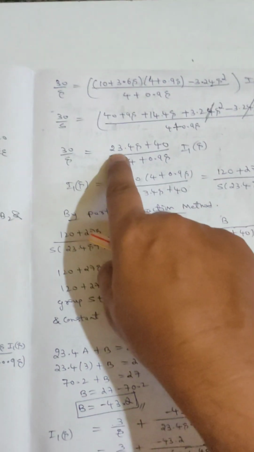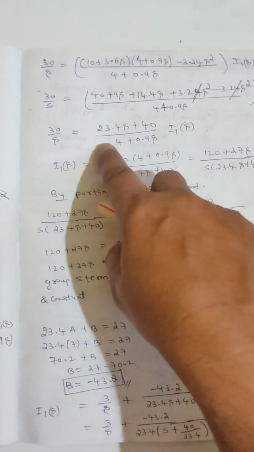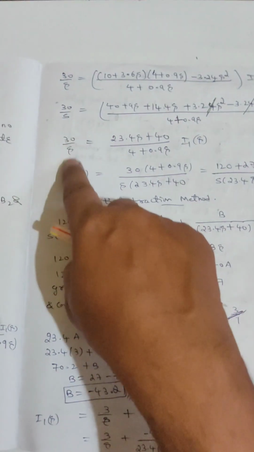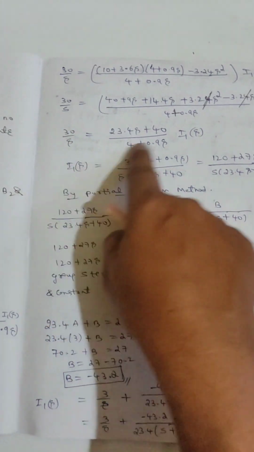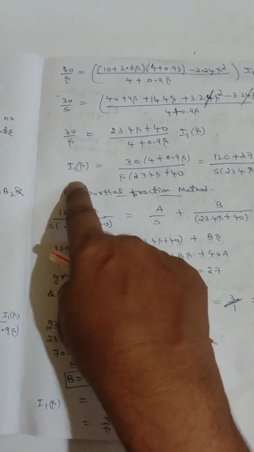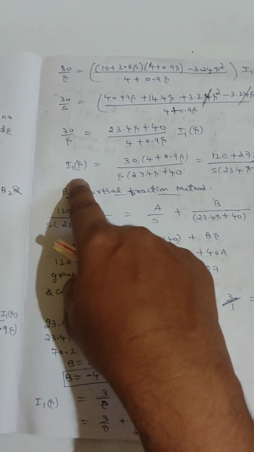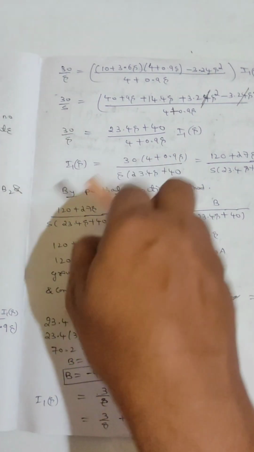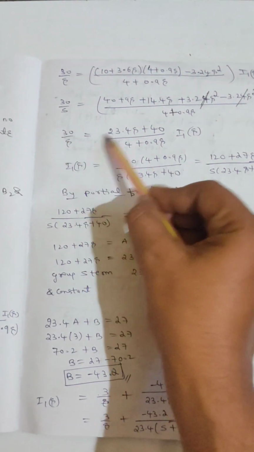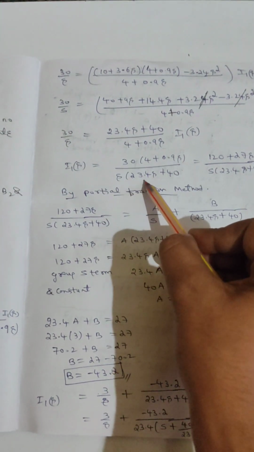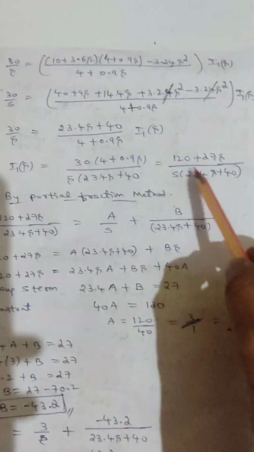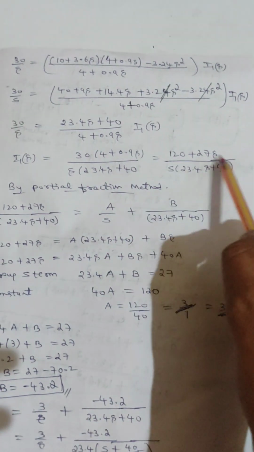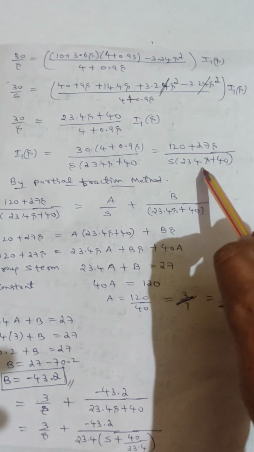By adding this, you will get (23.4s + 40) divided by (4 + 0.9s) into I1 of s is equal to 30 by s. Now this I1 of s can be written by just cross multiplying. So 30 into (4 + 0.9s), divided by s into (23.4s + 40). By simplification further, 30 into 4 is 120, plus 30 into 0.9 is 27s, divided by s into (23.4s + 40).